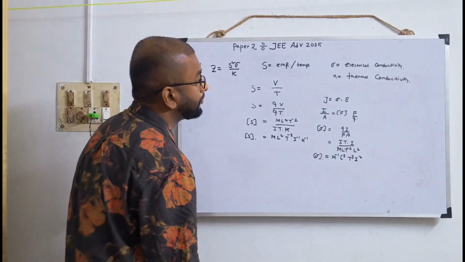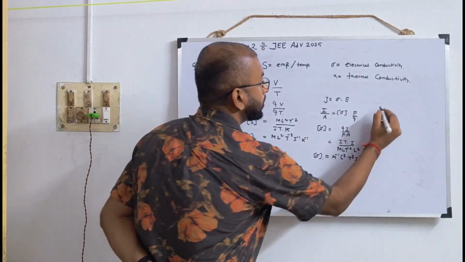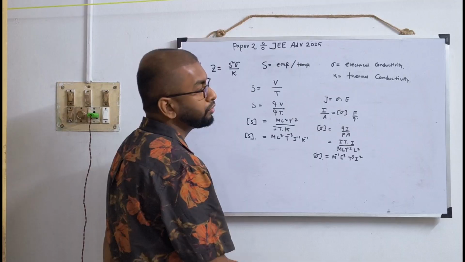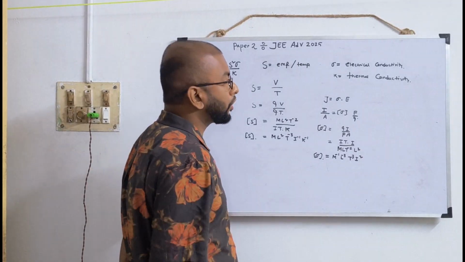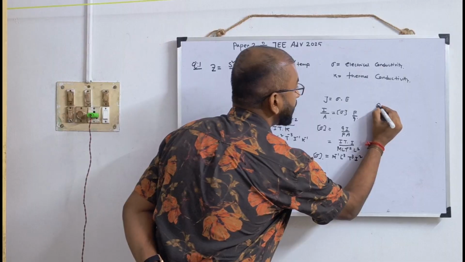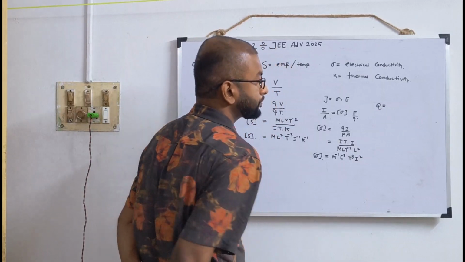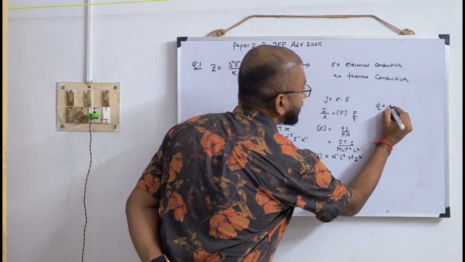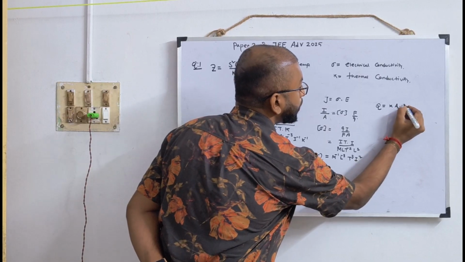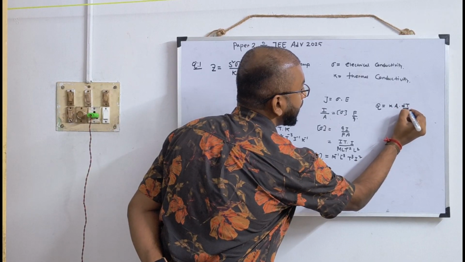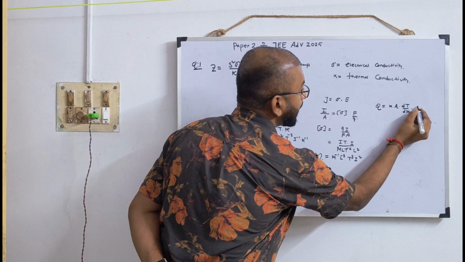And the final one is thermal conductivity. You have to find it out. For thermal conductivity, which equation do you know? You know Fourier's 1D heat conduction equation, that is Q equals kappa into area into dT by dx, that is the temperature gradient, into time.